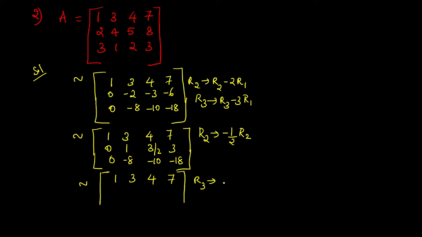Use the row transformation. R3 gives R3 plus 8 R2. And the third row becomes 0, 0, 2, 6. Now we have to make the third element of the third row to 1. So use the row transformation.